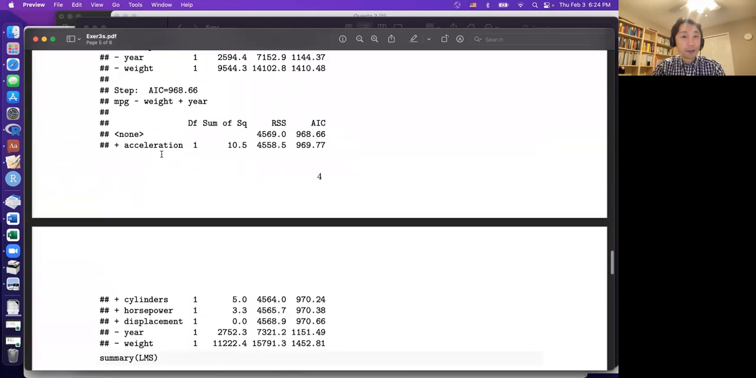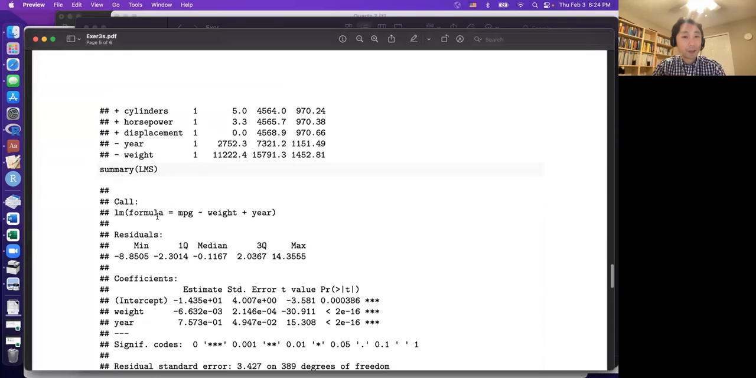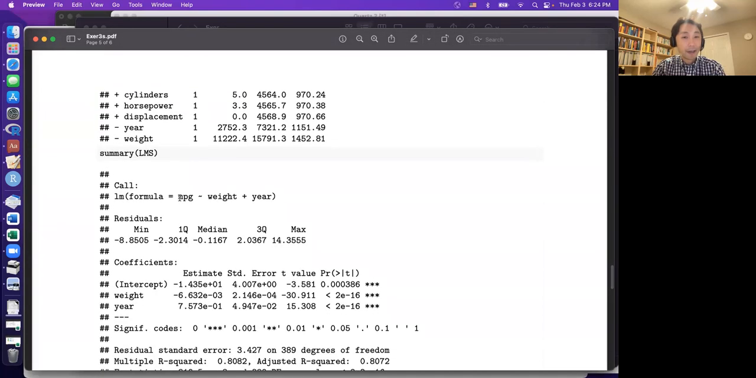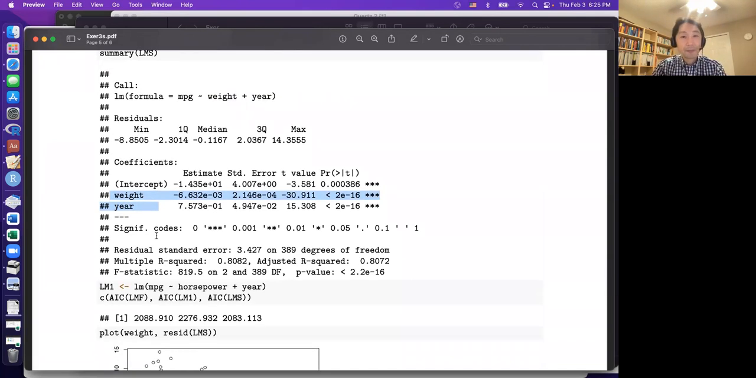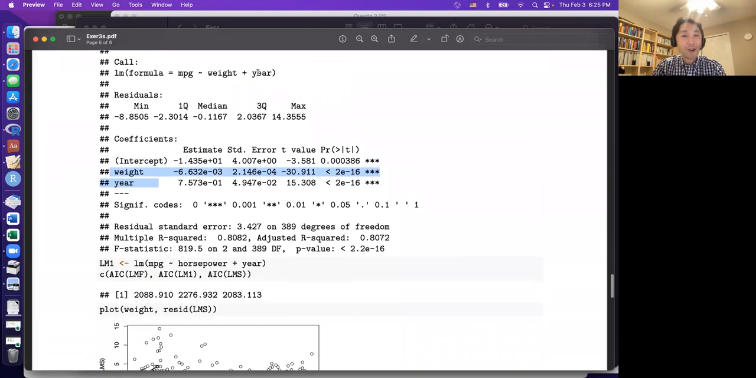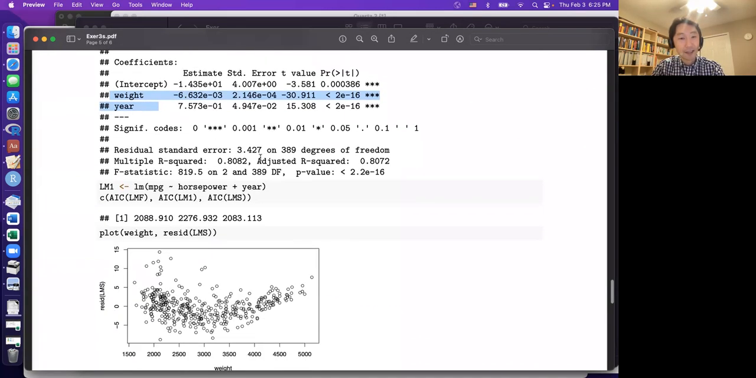So we fit the MPG explained by the weight and the year. Only these two are necessary to predict the MPG. Maybe these days it's a little different, but a newer and lighter car has better MPG. That was true in this data set.